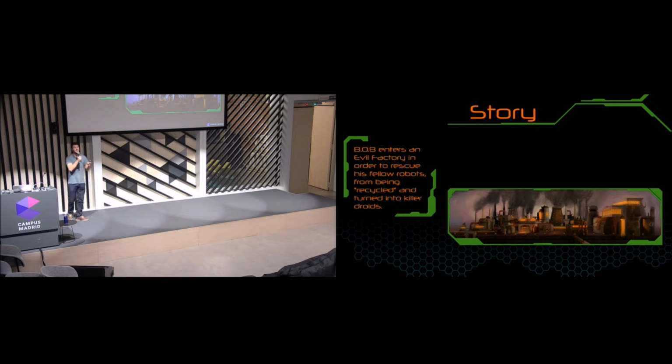The story of our game is set in this robot world, so there are no humans there, and robots start to get kidnapped into an evil factory. And actually what's happening inside the factory, they're being destroyed and rebuilt as war drones. So our main character, Bob, who also happens to be a robot, wants to get inside the evil factory and save his friends from being destroyed.